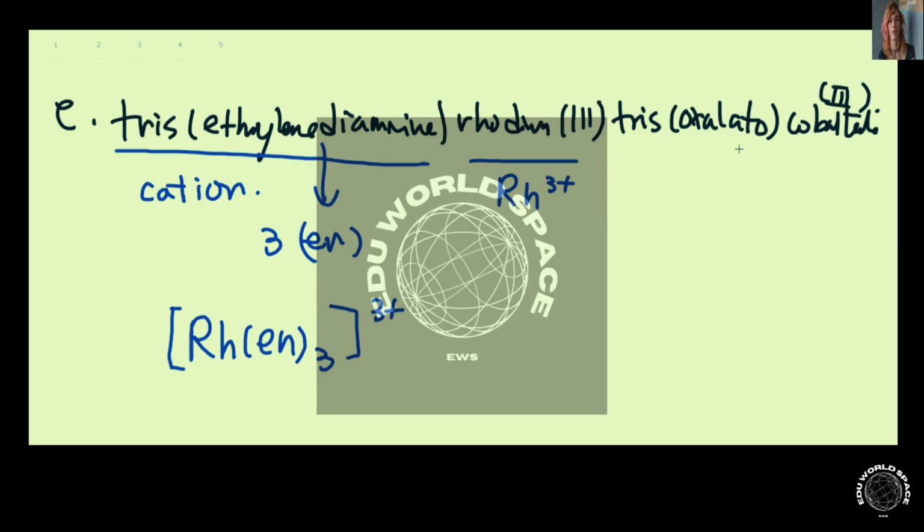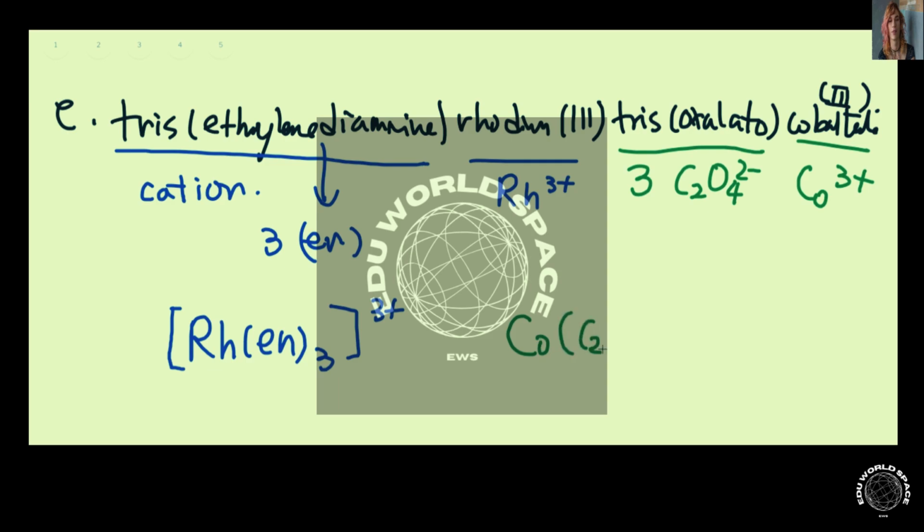So in this anion, the center metal ion is cobalt, Co, and it has an oxidation state of 3+. And tris oxalate means there are 3 oxalate ligands, and oxalate is written as C2O4 2-. So the formula for the anion will be Co(C2O4)3, and this will be 3-.